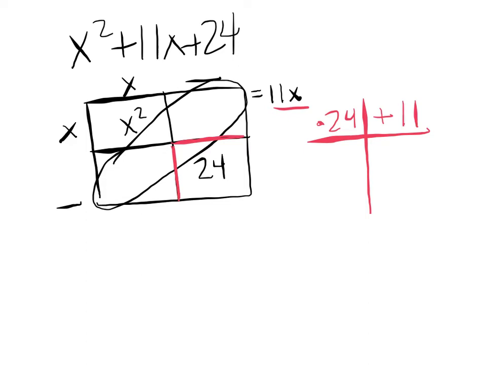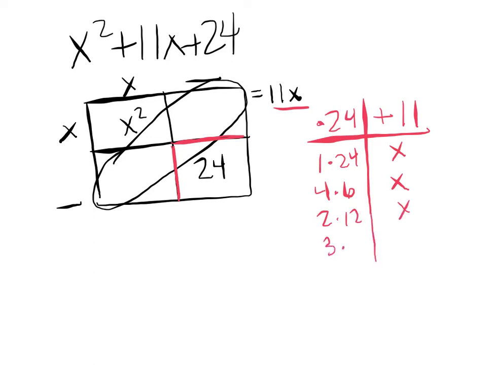Once you start getting better at this, you're not going to need to just start at 1 times 24, because in your head you can think, oh, it's not going to add to be 11. So you can start at something more in the middle. I'm going to try 4 and 6. 4 plus 6 is 10. Close. Doesn't work. Okay, how about 2 and 12? Definitely not going to work.